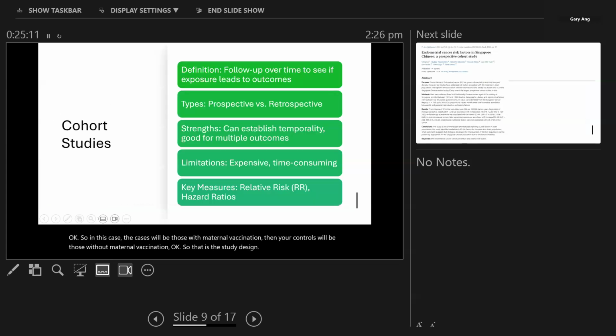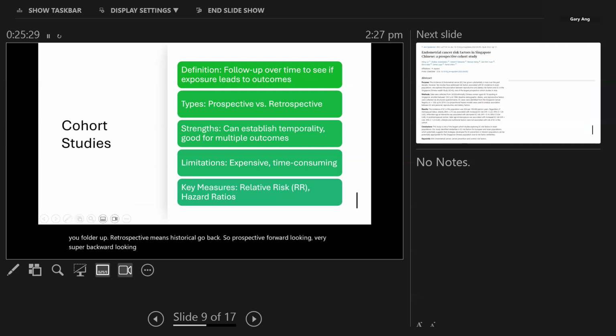Next is cohort study. So usually it's a follow-up. They have follow-up studies to see whether the exposure leads to the outcome. There are two types. It can be prospective, which means you follow them up. Retrospective means historical, you go back. So prospective is forward-looking, retrospective is backward-looking.